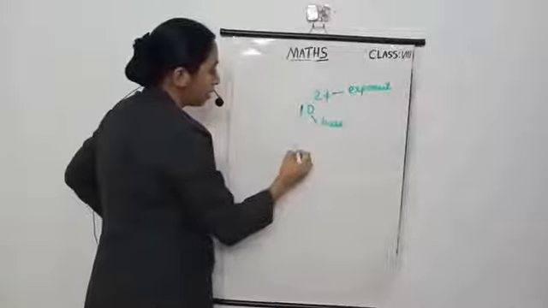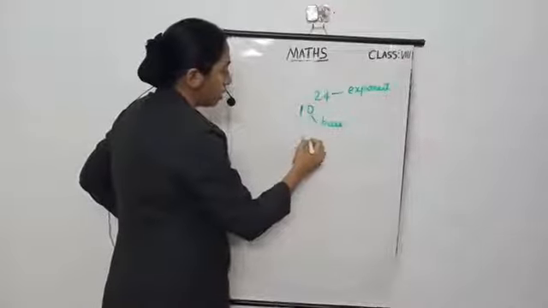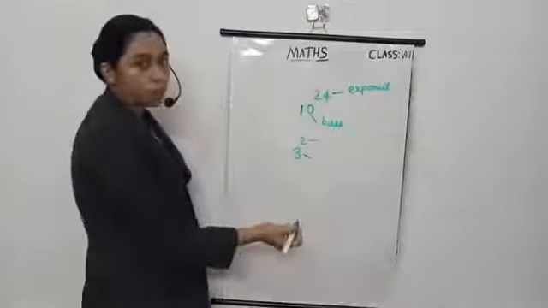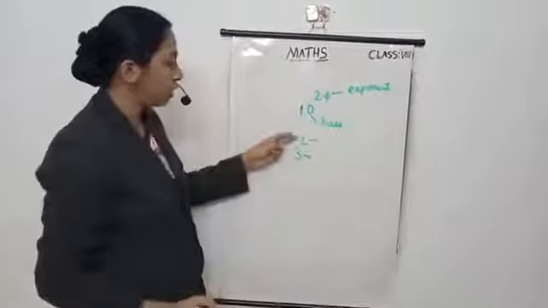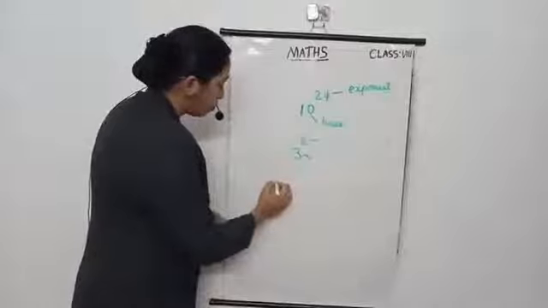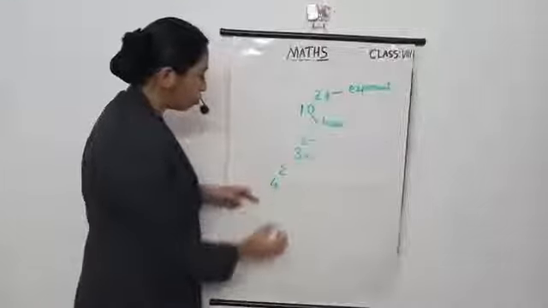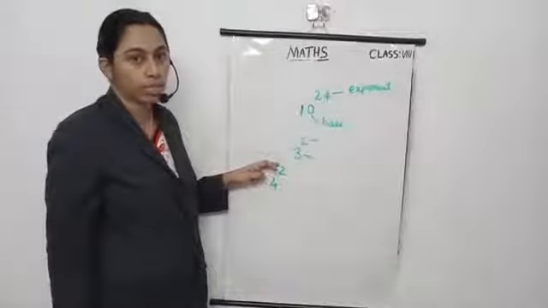Okay, same way, 3 raised to 2. This is the exponent, this is the base. So for any number raised to an exponent, this is the exponent number. Suppose 4 raised to 2. So 4 is the base, 2 is the exponent.